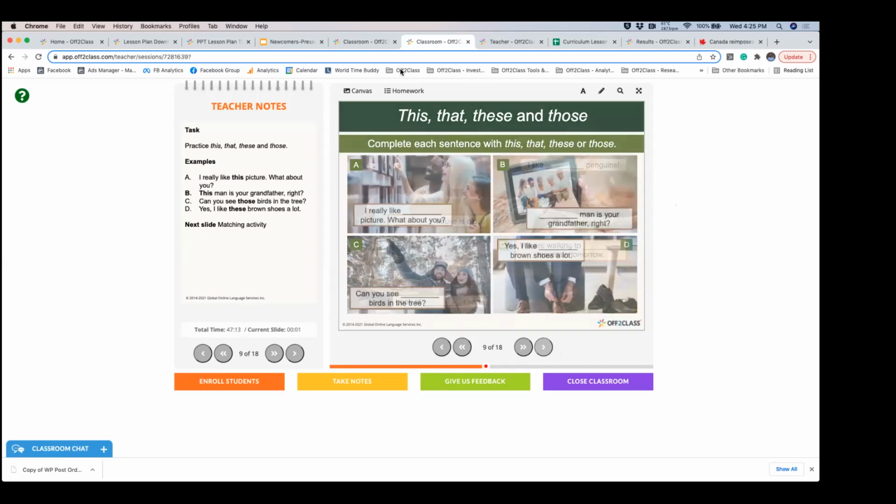And the technical grammar point that's explored in this lesson is all about this, that, these, those, which actually is one of my favorite things to teach.